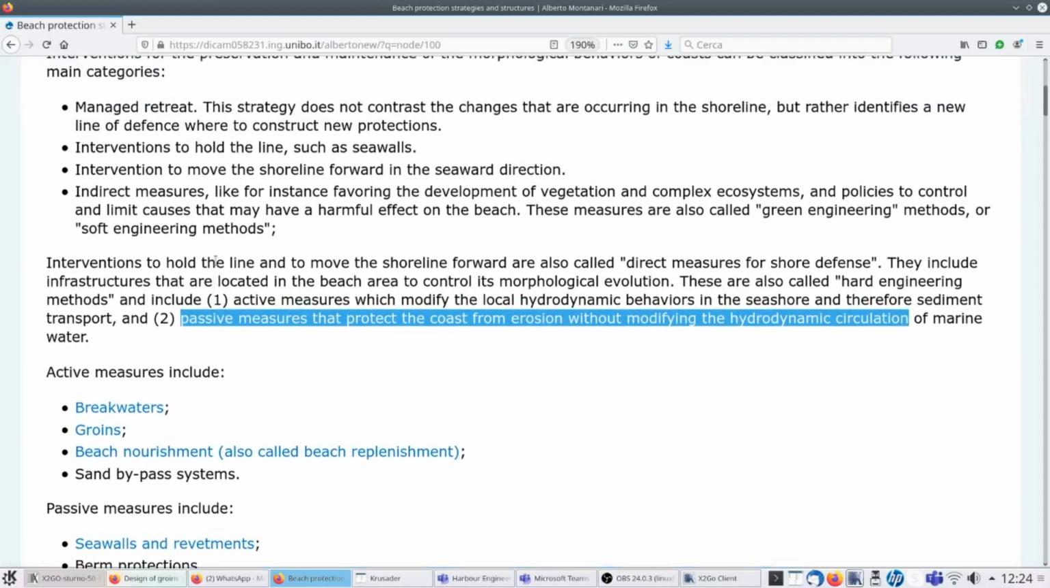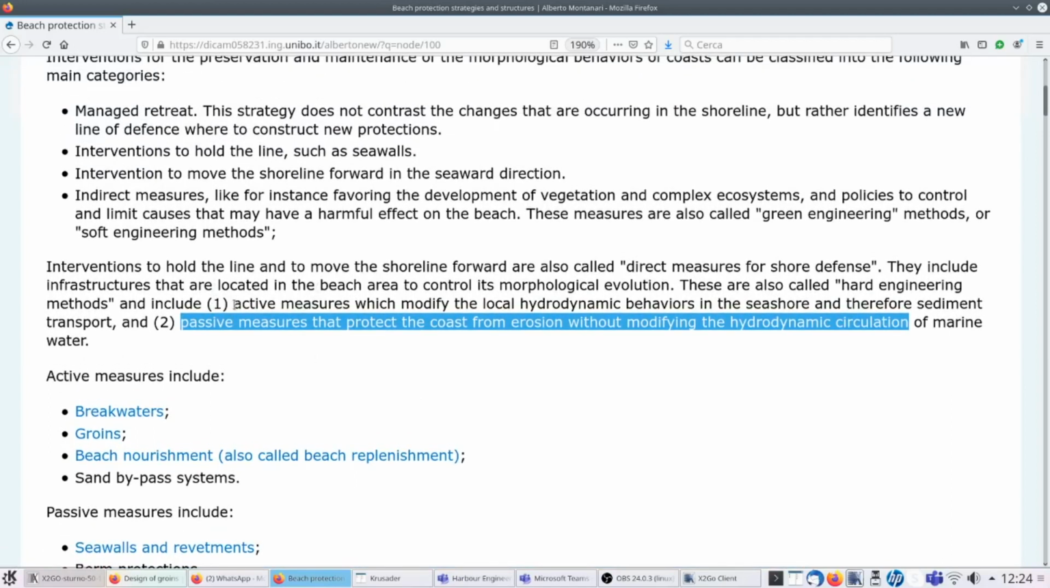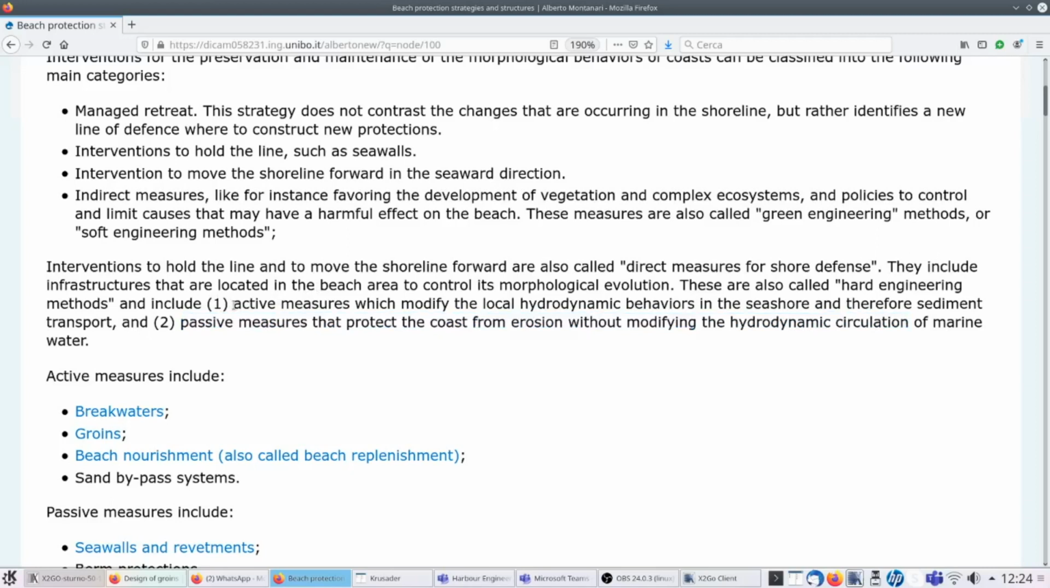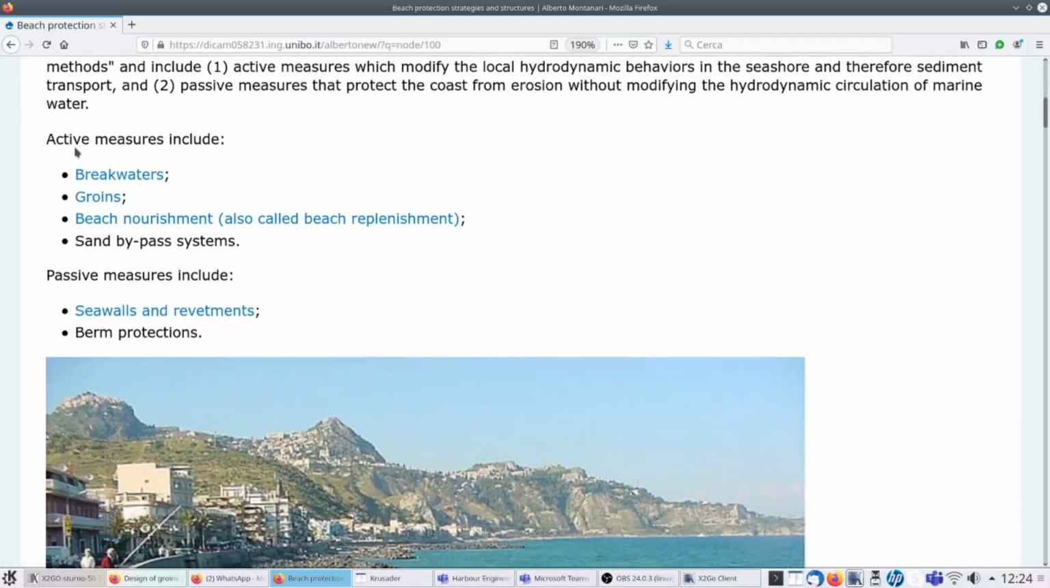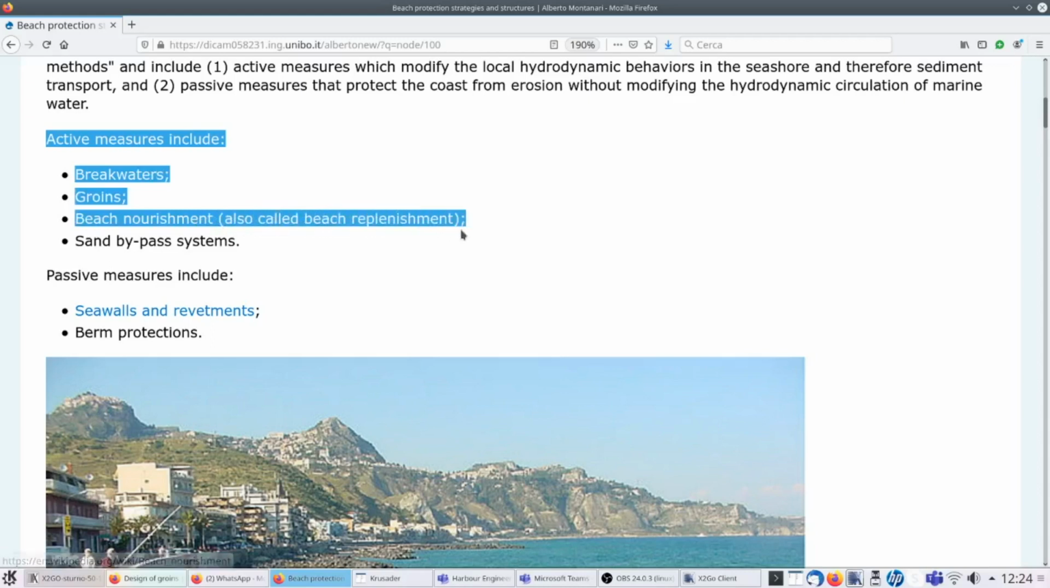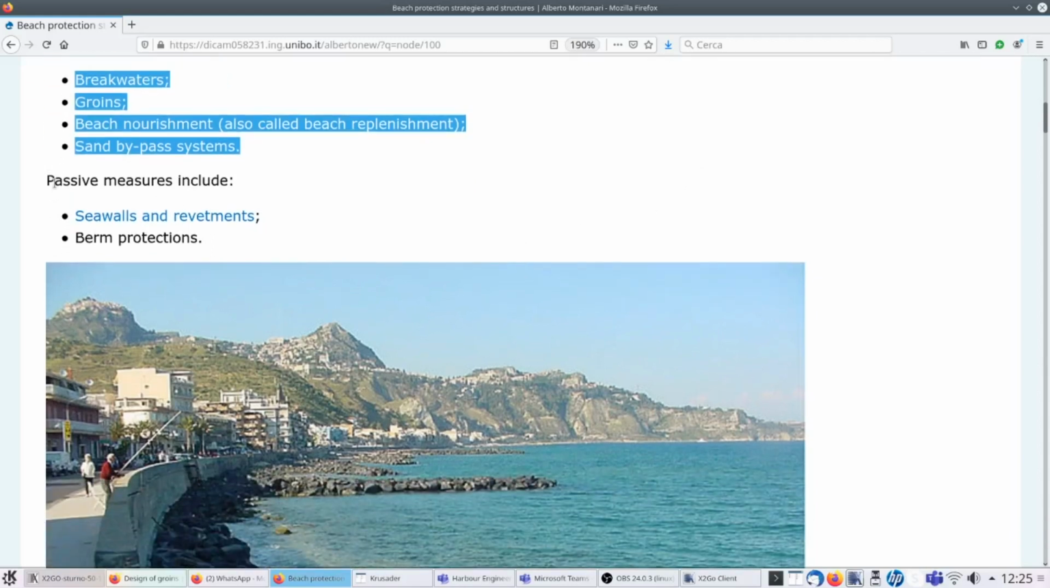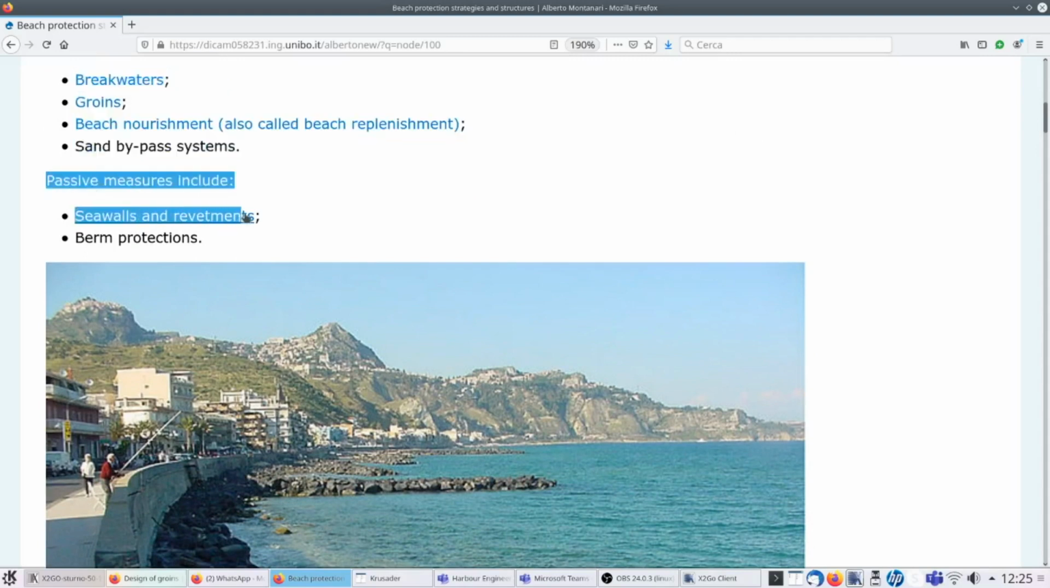Again, they modify the hydrodynamic behaviors and therefore modify the sediment transport. And they are our primary interest. They are breakwater, groins, and beach nourishment, and also sand bypass, which we discussed before. Passive measures, on the other hand, include seawalls and revetments. We will see what revetments are, and berm protections.